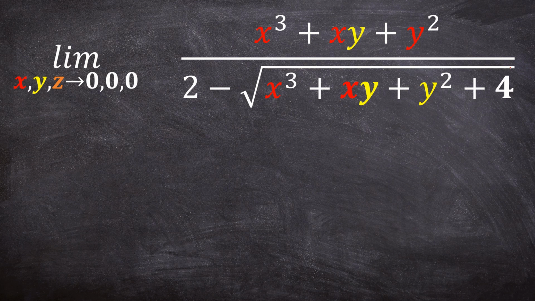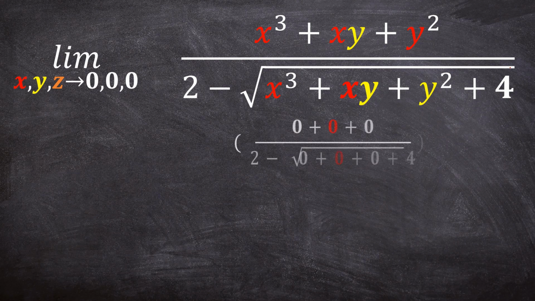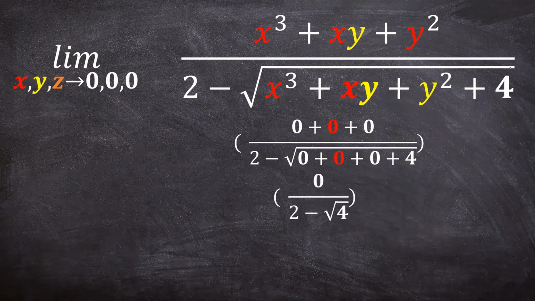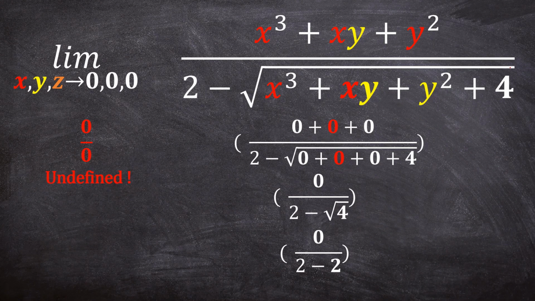First of all, we're going to start by plugging in 0 and see what will happen. For x it's going to be 0, for y it's going to be 0, for y squared it's going to be 0. Now let's simplify. On the numerator we're going to have 0, on the denominator we're going to have 2 minus root of 0 plus 0 plus 0 plus 4, so root 4. So we now have 0 over 2 minus 2, because the square root of 4 is 2. This will give us 0 over 0, and this is undefined. So we have a problem. Actually, we have a big problem.